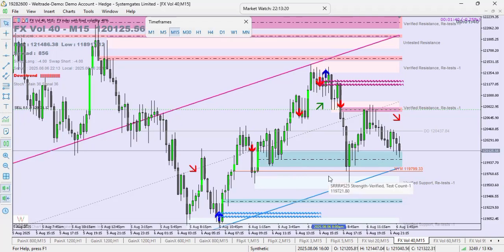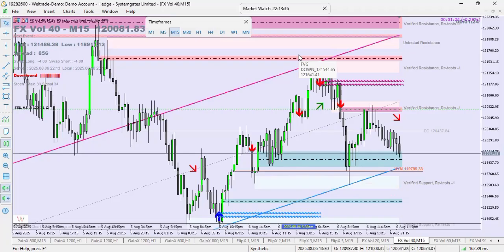The verified resistance and support are all liquidity zones. When we talk about liquidity zones, they are where the market makers are thinking of taking orders. They are zones where you take opportunity of the market. Liquidity zones can be buy side or sell side liquidity zones. So every fair value gap is a liquidity zone.